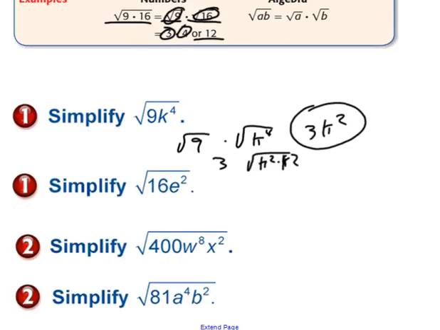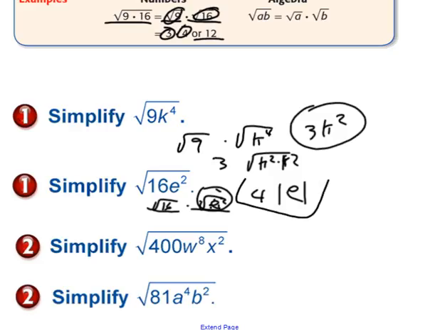16e squared, so the square root of 16 times the square root of e squared. The square root of 16 would be 4, and the square root of e squared would be the absolute value of e. It would always be positive. If I square something and then take the square root, I always end up with a positive value, and that, of course, you remember was absolute value.